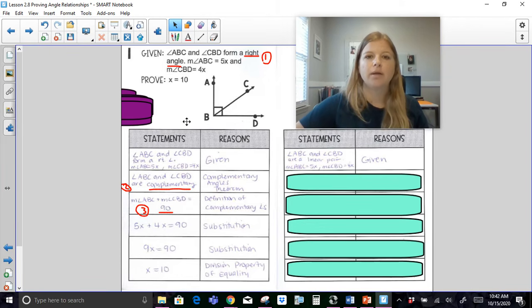Okay, so I made a big deal about this because it's really, really important to follow along. So right angle, then you state they're complementary, and then you can state that they have a sum of 90.